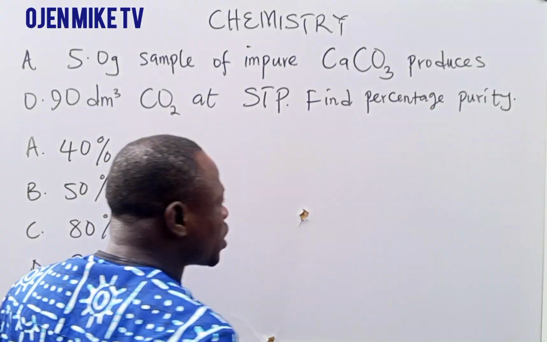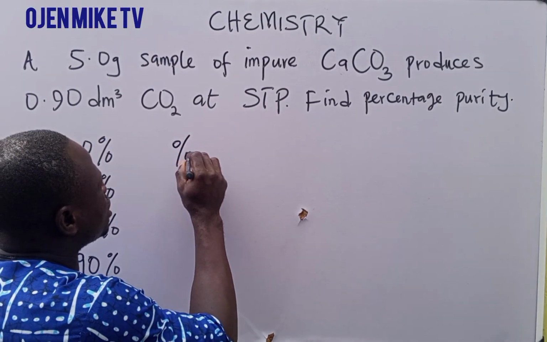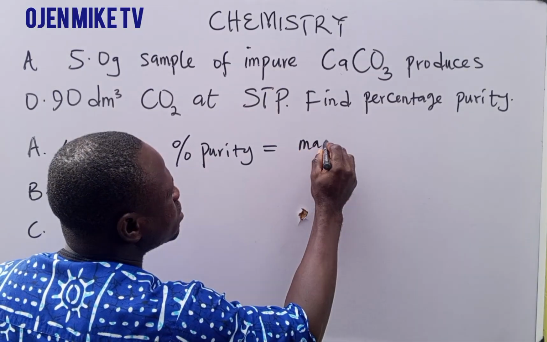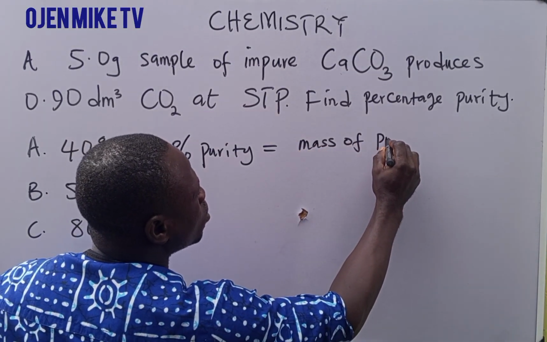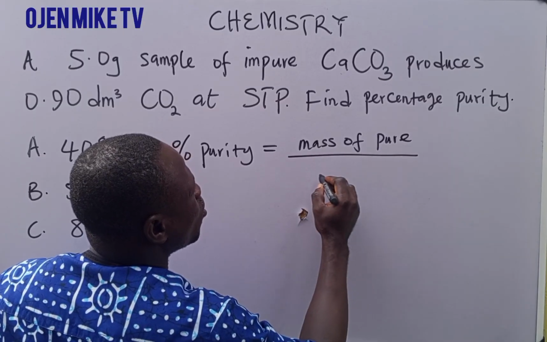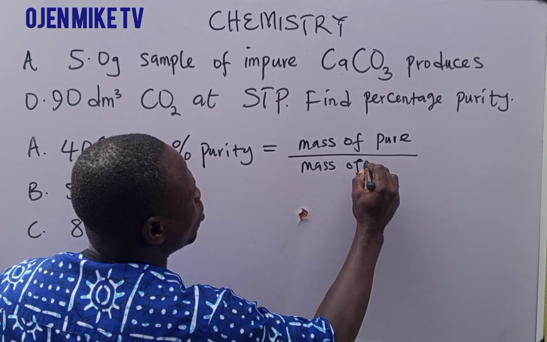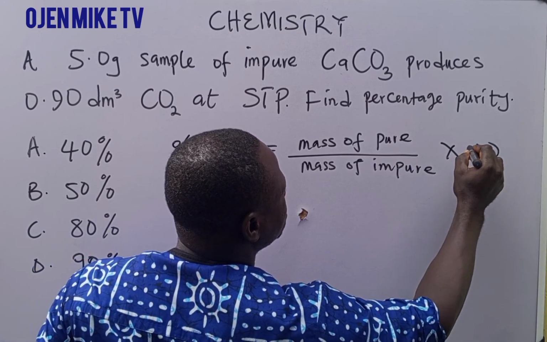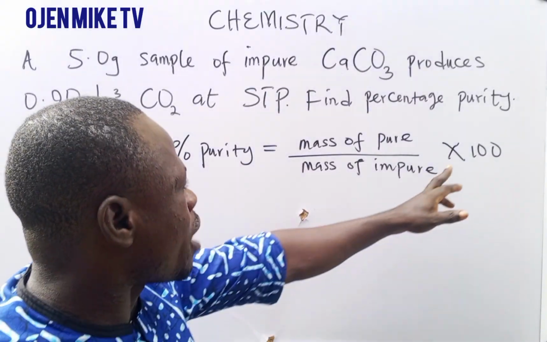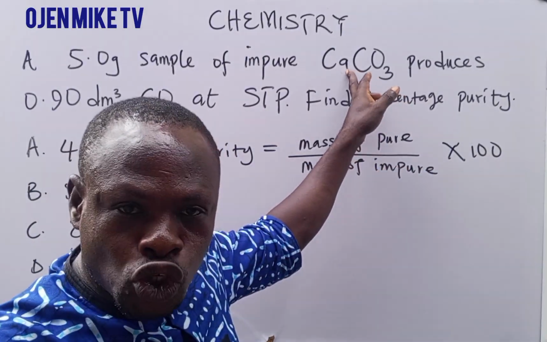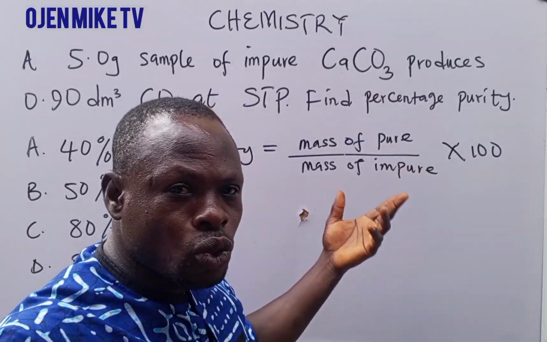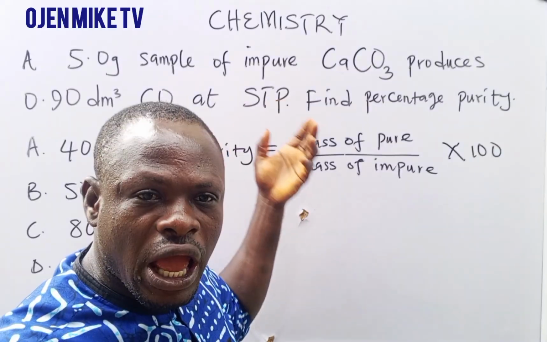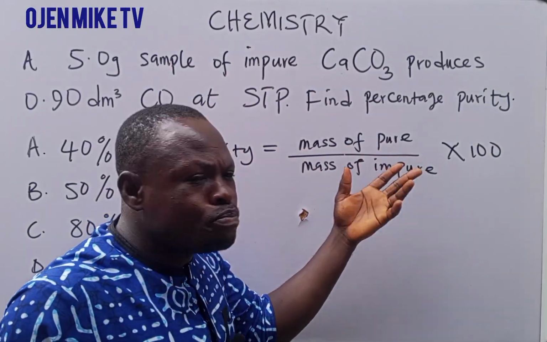The formula to use to calculate the percentage of purity is: percentage of purity is equal to mass of pure over mass of impure, multiplied by 100. That is how to calculate the percentage purity of this limestone. Now, the mass of pure you don't know. We are only given the mass of impure, which is 5 grams. How do we find the mass of pure?